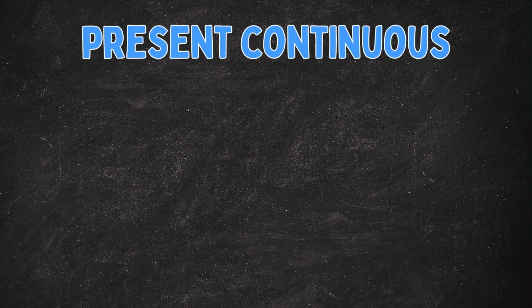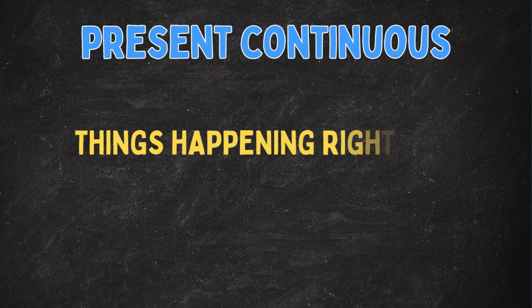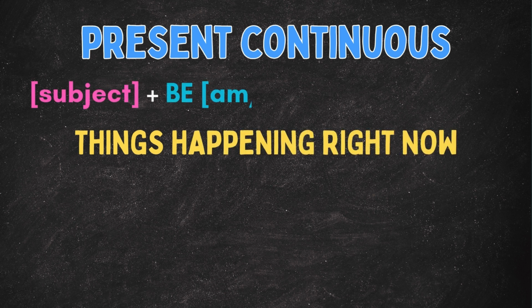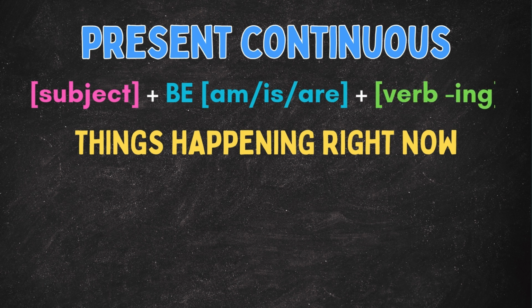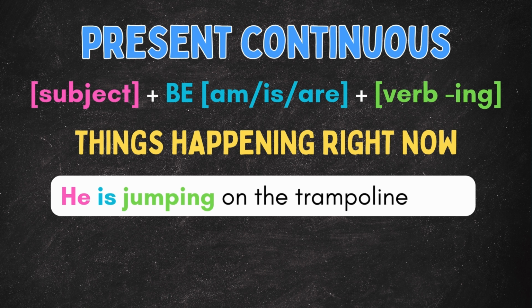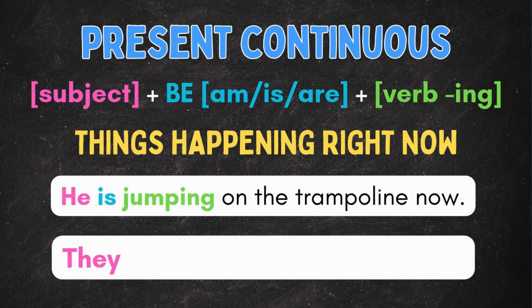Present continuous. We use the present continuous for things happening right now. The sentence structure consists of subject plus the verb be plus verb with ing. For example, he is jumping on the trampoline now. They are swimming at the beach.